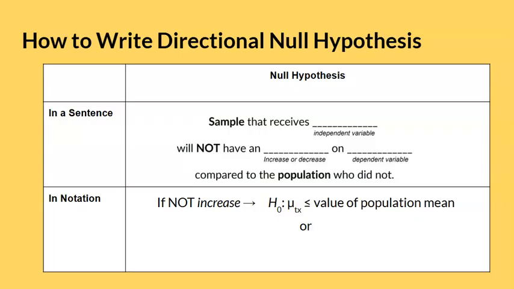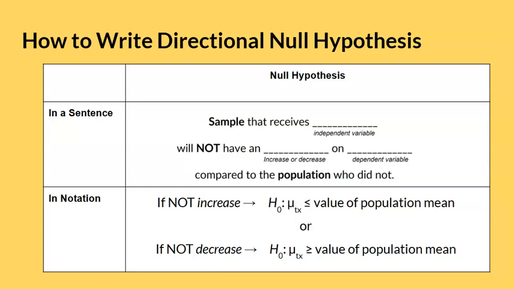The second notation is predicting that there will not be a decrease. So if we're predicting that there is not a decrease, the sign will be equal to or greater than the value of mu. If the sample is the same value as mu, meaning they're equal to each other, that's still not a decrease. That is why we're using the sign equal to or greater than here in notation.